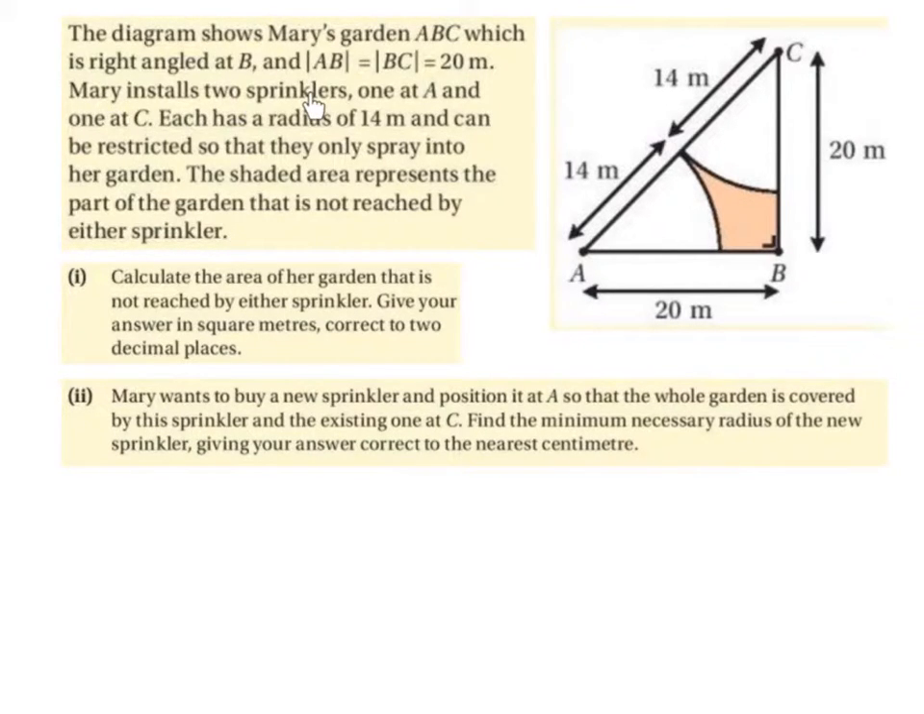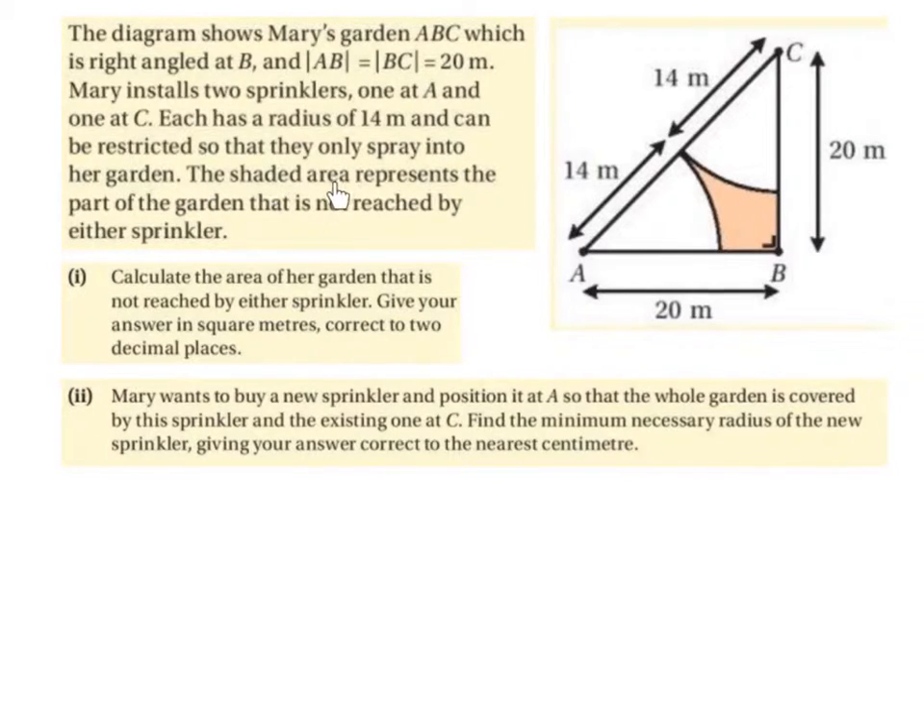Mary installs two sprinklers, one at A and one at C. Each has a radius of 14 meters. So from here to here is 14 meters, from here to here is 14 meters, and likewise the other two are 14 meters. So each has a radius of 14 meters and can be restricted so that they only spray into her garden.